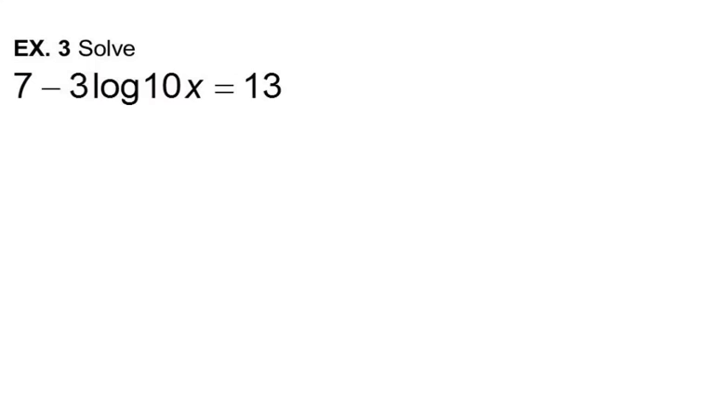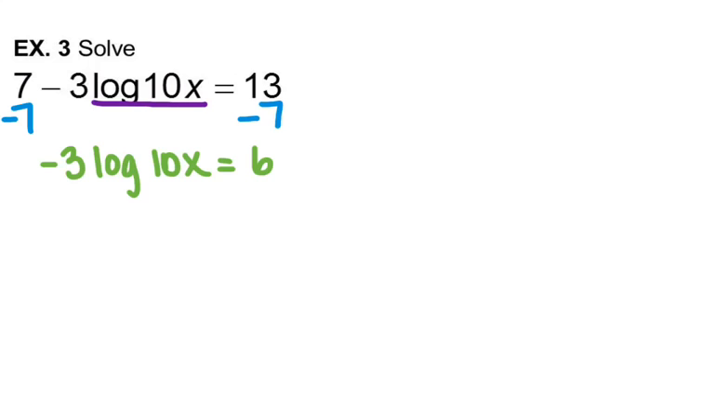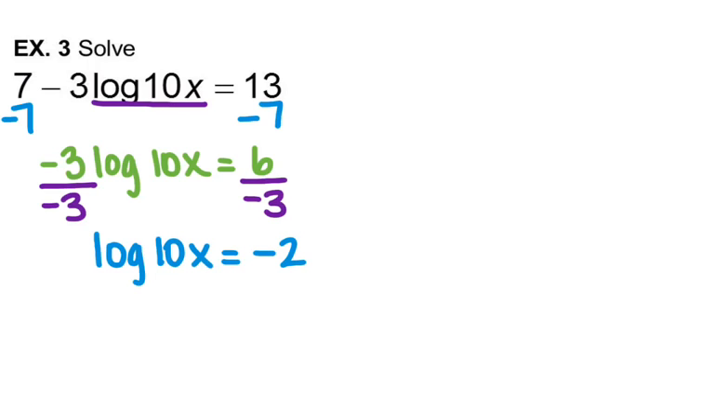Okay, number 3, I have 7 minus 3 log of 10x equals 13. Our goal is to get log 10x by itself first off, and then we'll solve for x. To get log 10x by itself, first thing we're going to subtract 7 on both sides. So then I'll have negative 3 times log 10x equals 6. I'm going to divide by negative 3. So log of 10x equals negative 2.